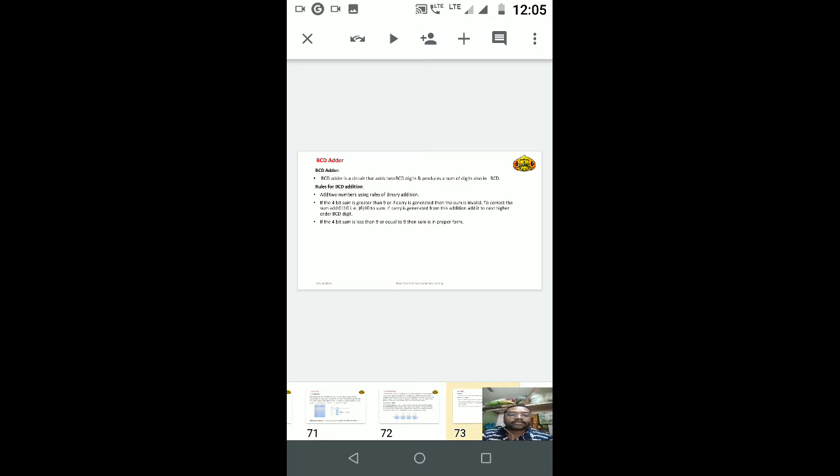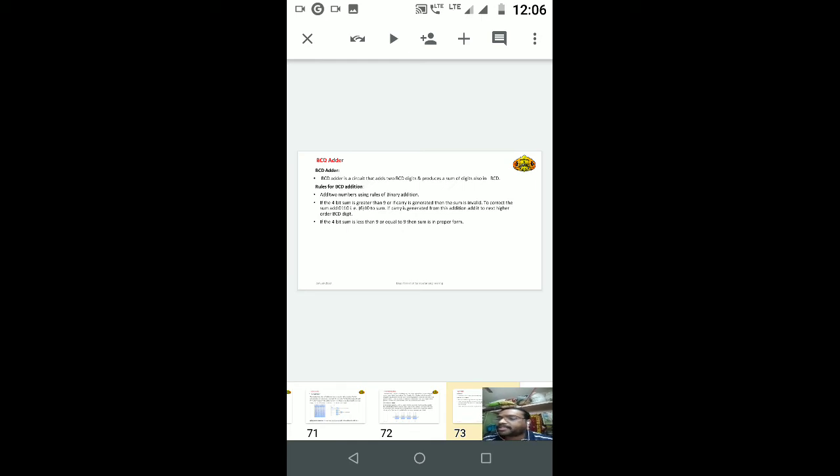This is the second rule. The third rule: while you are performing the addition, if you observe that there is a carry, in this case you also add 6 to that particular result, and then you get the proper valid BCD result. So these two points are so important for when we add 6 to the result: when a carry is generated, and when the result is greater than 9. And the last point: if the 4 bit sum is less than or equal to 9, then the sum is in proper form.